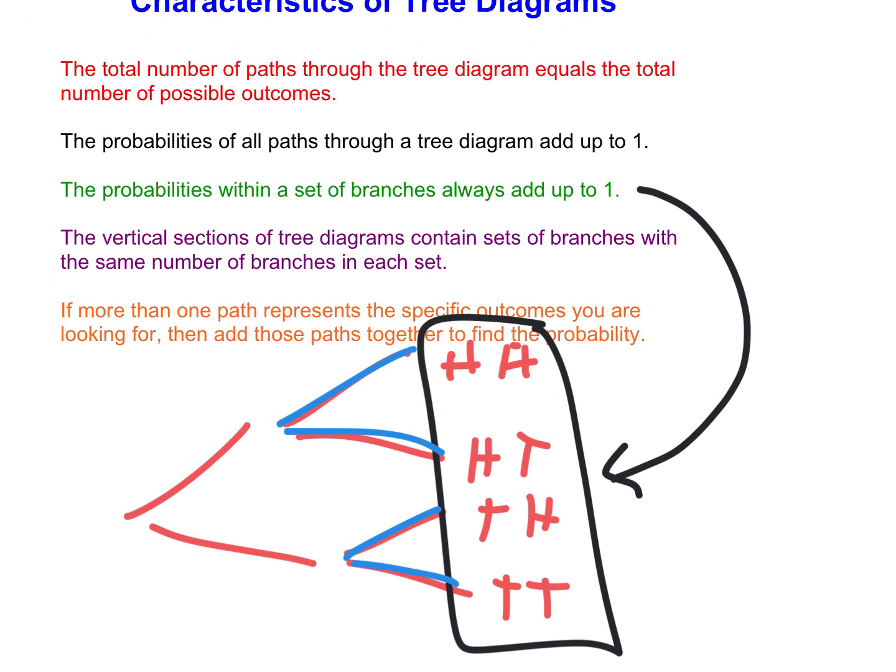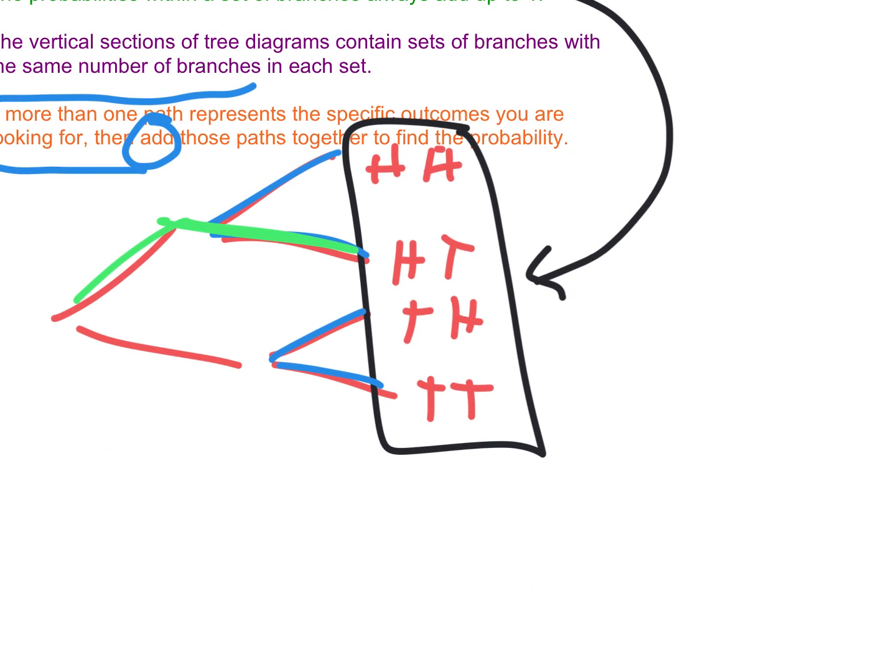If more than one path represents the outcomes, then add those paths. That's like this or this. Or means add. So if there were 2 paths that would win, like as long as you got different outcomes, you win. Well, this is a different outcome, tails, heads. And this is a different outcome, tails, heads. Then those are 2 different paths, and you do this or that, which means you would add them together.